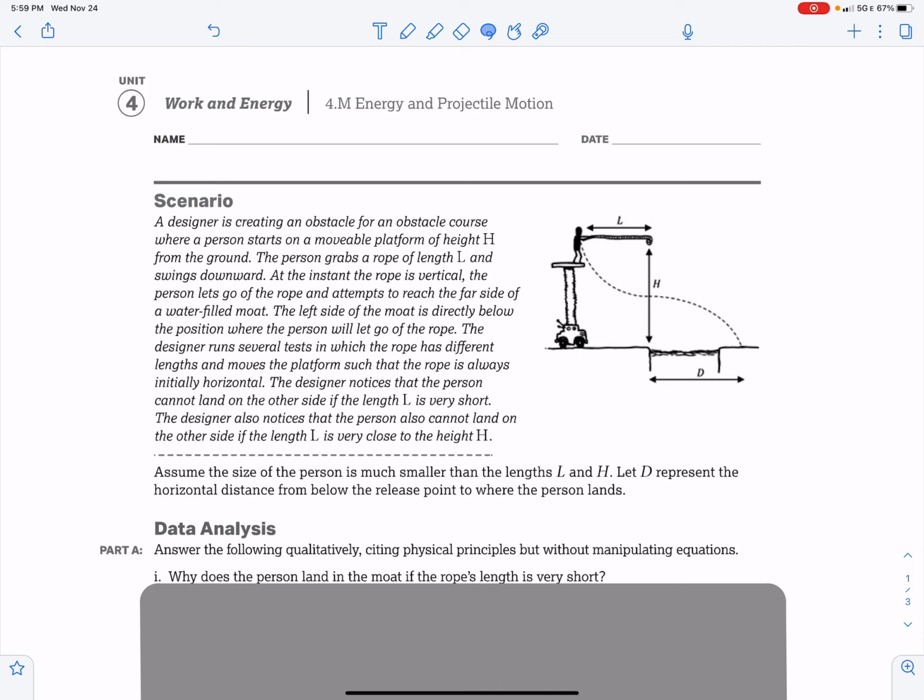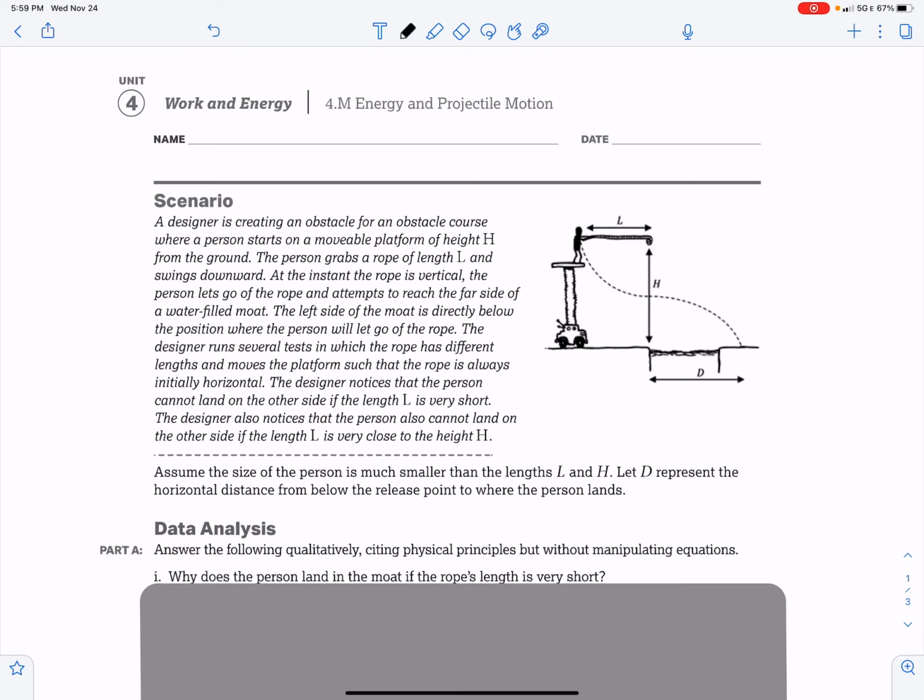Assume the size of the person is much smaller than both the length of the rope and the height from which you're falling. Let D represent the horizontal distance from below the release point where the person lands. Answer the following qualitatively, citing physics principles, but without manipulating equations. Why does the person land in the moat if the rope's length is very short?